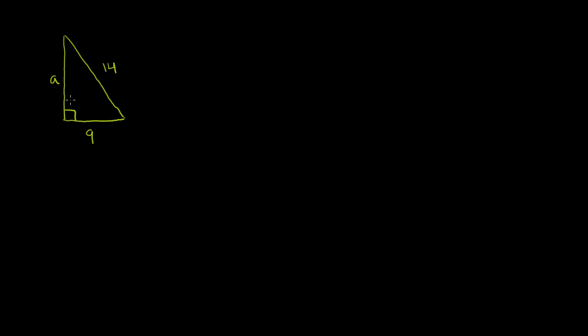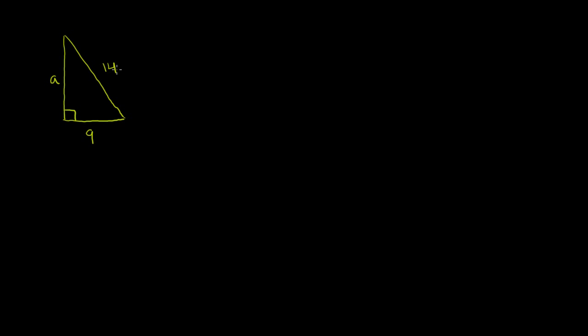So as I mentioned already, this is a right triangle. And we know that if we have a right triangle, and we know two of the sides, we can always figure out the third side using the Pythagorean theorem. And what the Pythagorean theorem tells us is that the sum of the squares of the shorter sides is going to be equal to the square of the longer side, or the square of the hypotenuse.